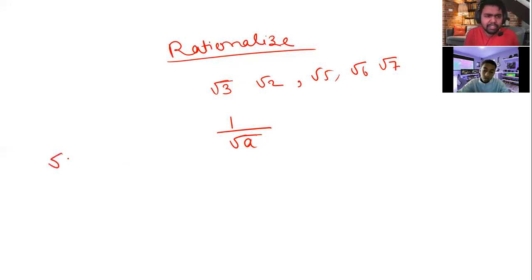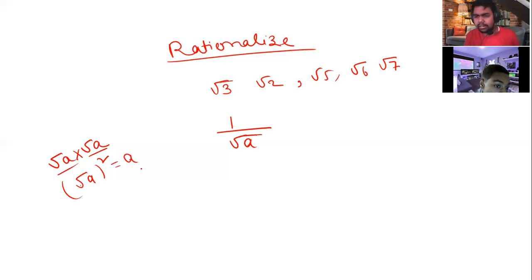And see one more thing. If there is root a and root a, can I write root a whole square? Means root a is two times. So can I write root a whole square? Yes. And if I can write root a whole square, that will give me a. Is it clear? So root a multiplied by root a is equal to a. Always remember this one.